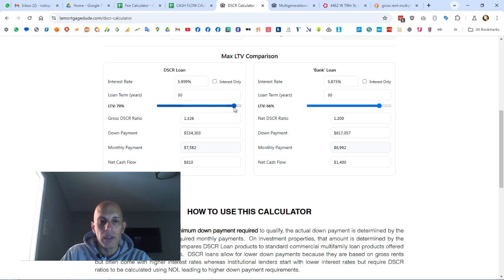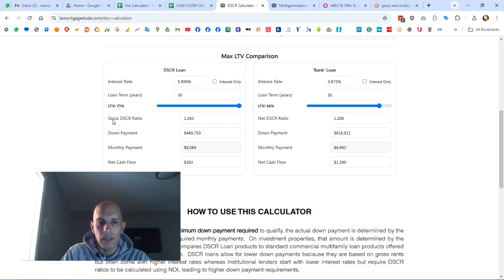You'd still have to put minimum 30% down, but now you're looking at $534,000 as your down payment, as opposed to the $617,000 down, or 34% down, that you would have to put down with the bank loan. And with the bank loan, that's because they're calculating their DSCR ratio.